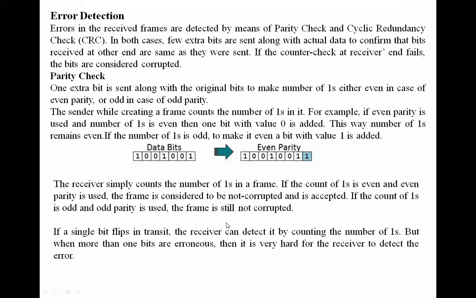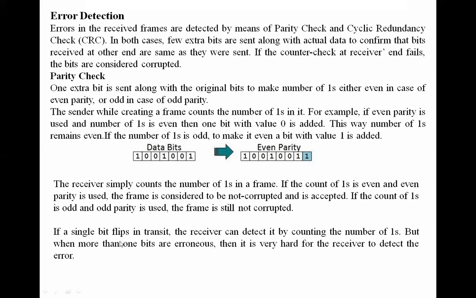So simply, we count the number of ones in a frame. If the count of ones is even and even parity is used, the frame is considered to be not corrupted and it is accepted. If the number of ones is odd and odd parity is used, the frame is also not corrupted. So that is what we are going to use: the two parity checks, odd parity and even parity.